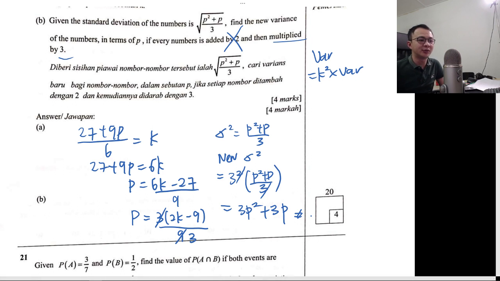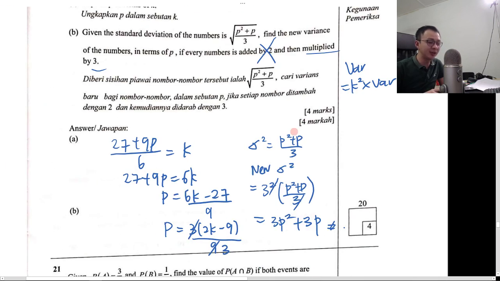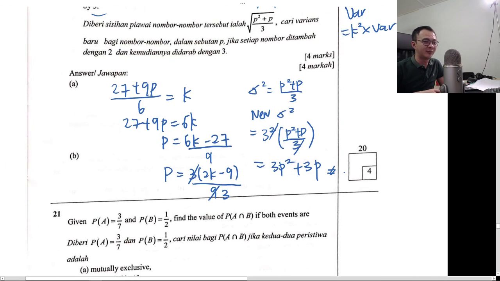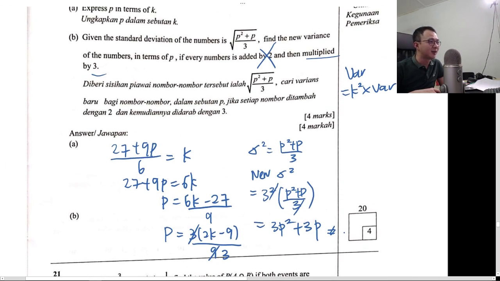Alright, so yeah, this is how we do question 20. You just need to multiply y by 3 squared. Because it's variance. If it were standard deviation, I would straight away multiply by 3. But if it's variance, then I need to square it, because the variance is the square of the standard deviation. So you need to square the factor also.